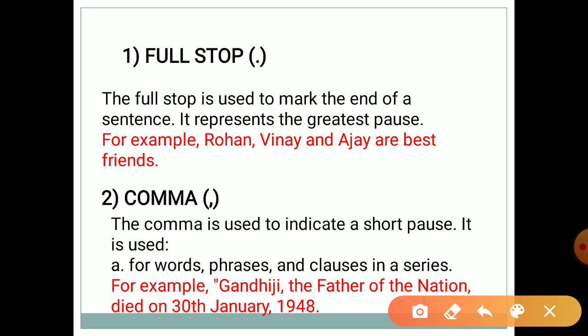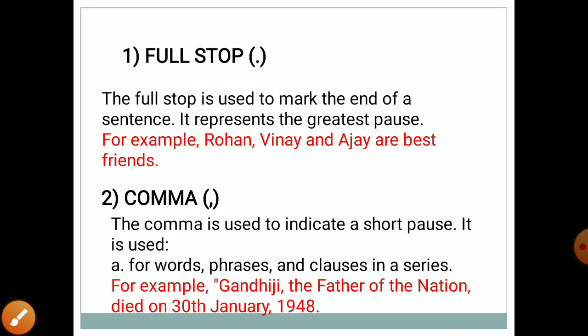So where will we put our punctuation mark? After Gandhiji, where we give the pause. So Gandhiji, the father of the nation, and then died on 30th January, we have to give a pause there also. So at these three places we have put a comma. So this is the second punctuation mark.